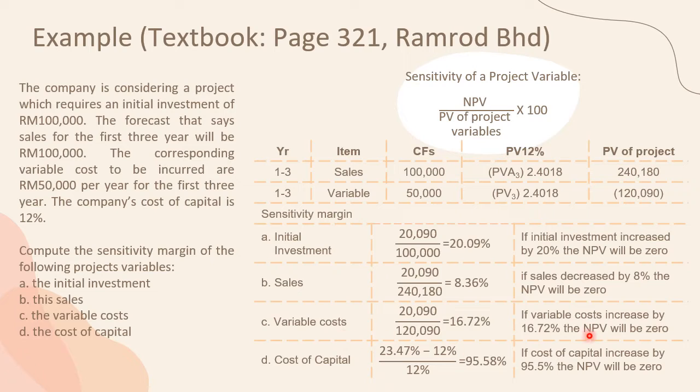And for the variable cost, we must make sure that the variable cost never increases by more than 16.72%, otherwise the NPV will be 0. And for the cost of capital, we must make sure that the cost of capital does not increase by 95.58%, meaning that if it's more than 23%, then the NPV would be 0.